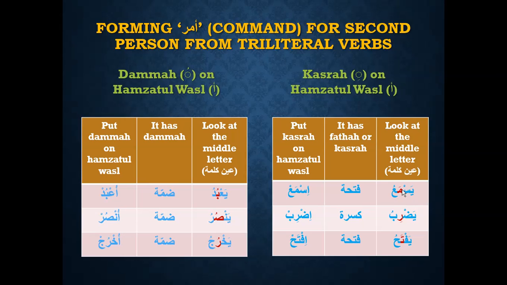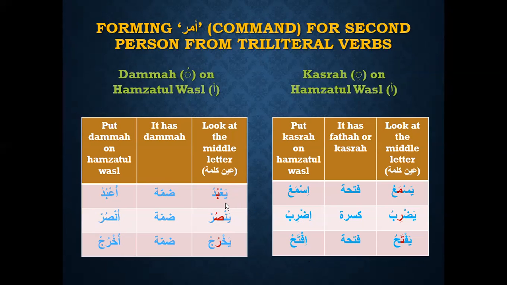So if the letter on the end position is with fatha or with kasra, in this case fatha, kasra, fatha, regardless of whether it is fatha or kasra, you put kasra on the hamzatul wasl. And you make it sakin at the end, silent. Why? Because amr is silent. So you would say isma, idrib, iftah. That's how you would make it. On the other hand, if this one had dhamma on it, the ayn kalima is with dhamma, bu, su, ru, all three are with dhamma.